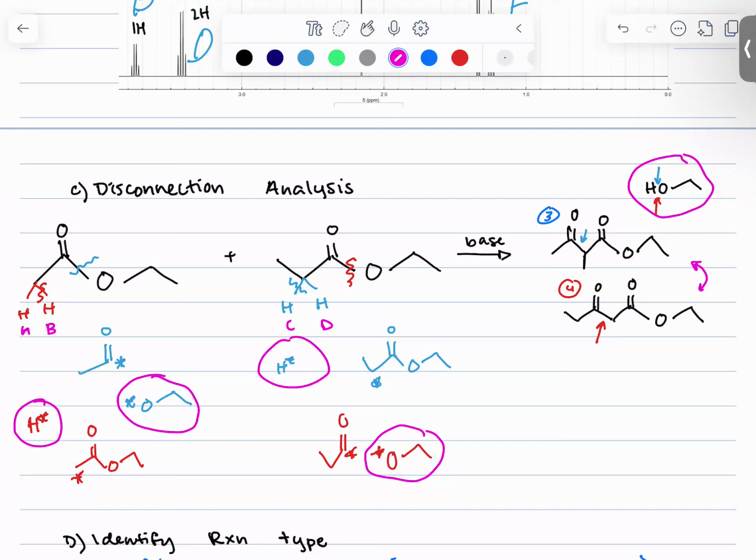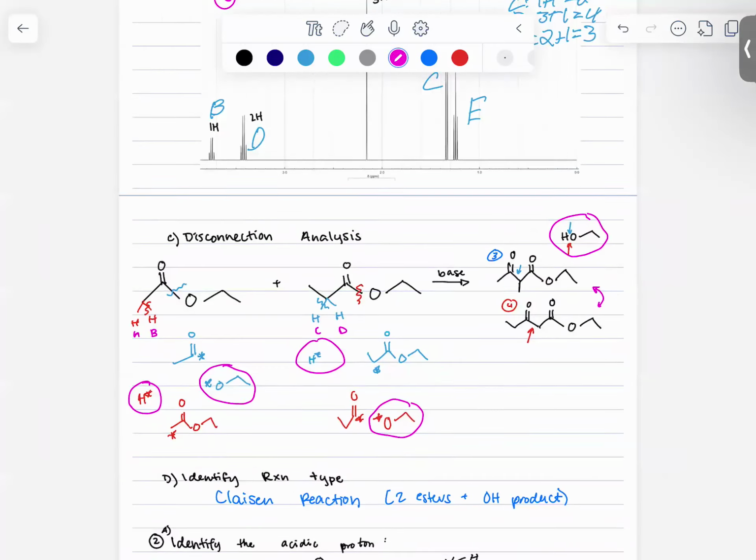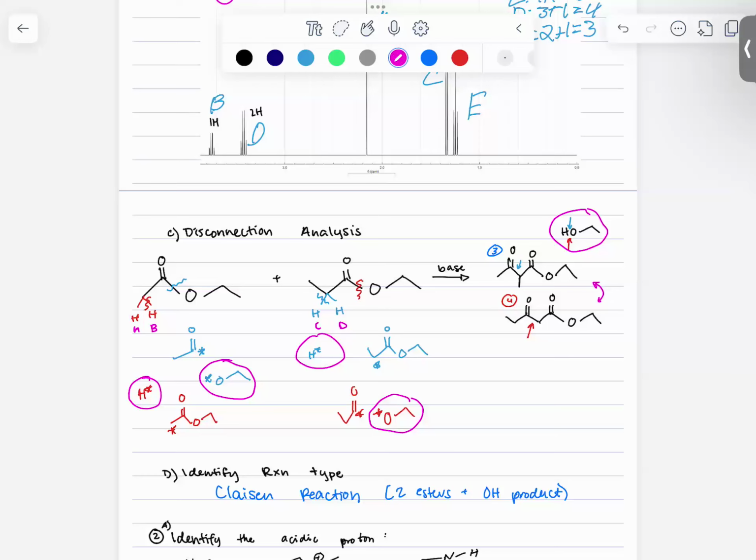I don't have a question on it, but you should also familiarize yourself with the arrow pushing mechanism. The arrow pushing mechanism, like the curly arrows. I would not try to put them together. I would say do the disconnection and do the mechanism. Trying to do them in one would get very confusing very fast.